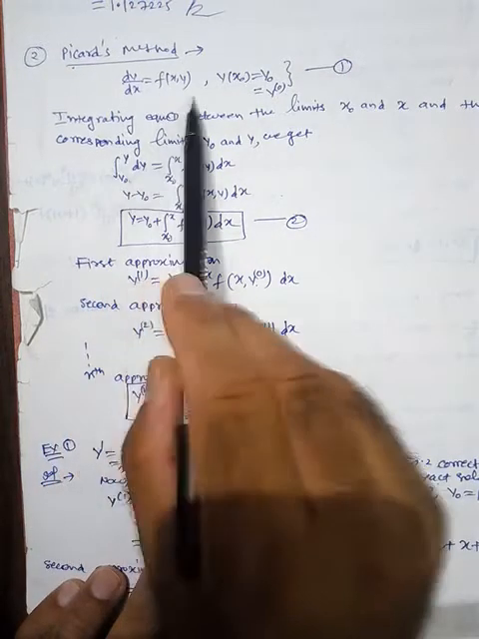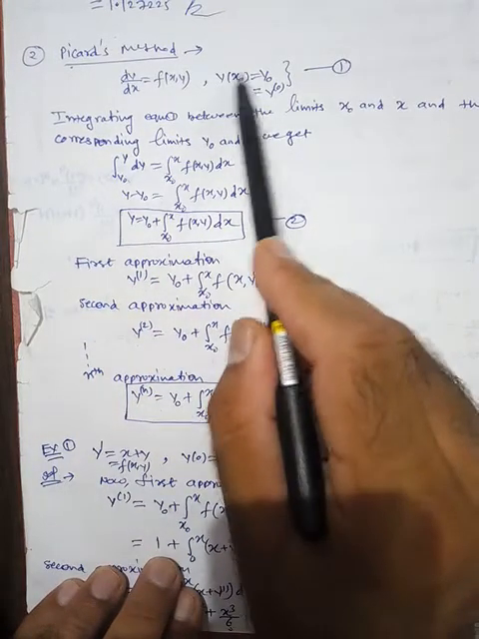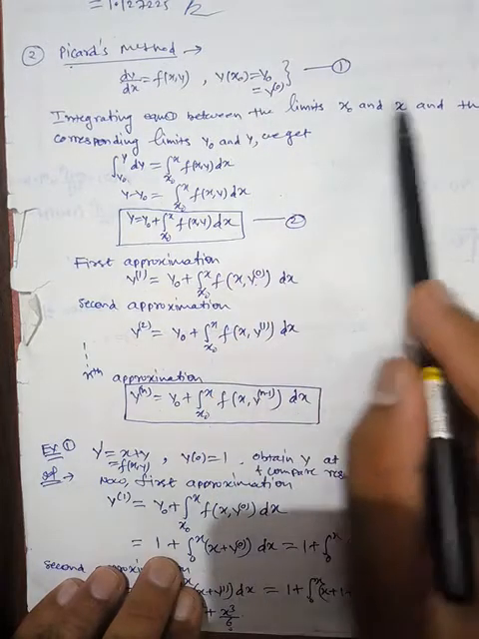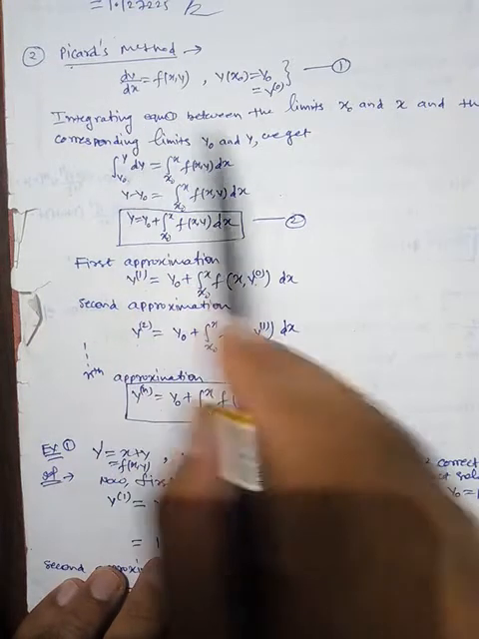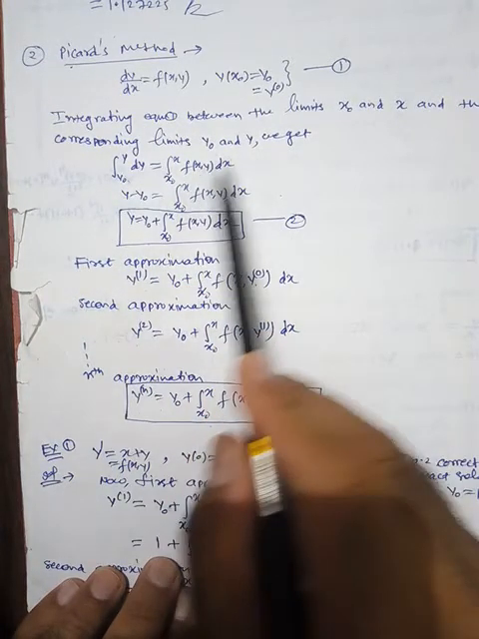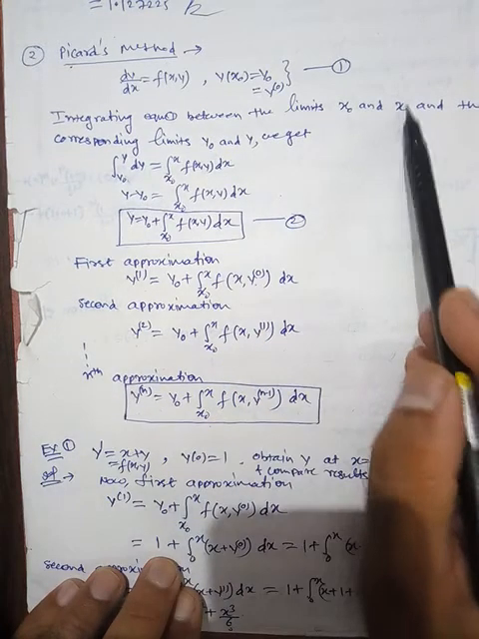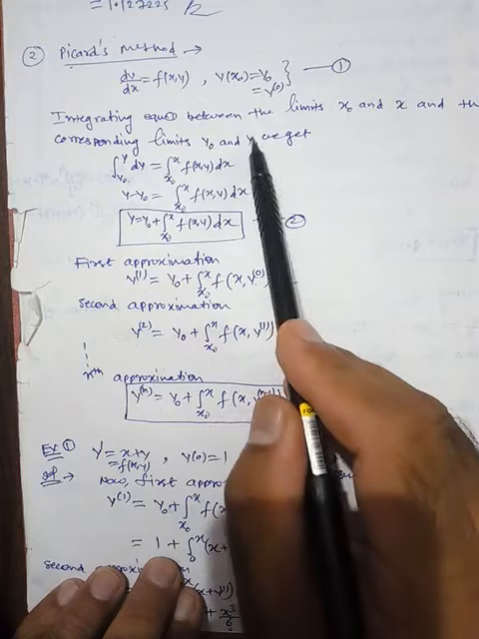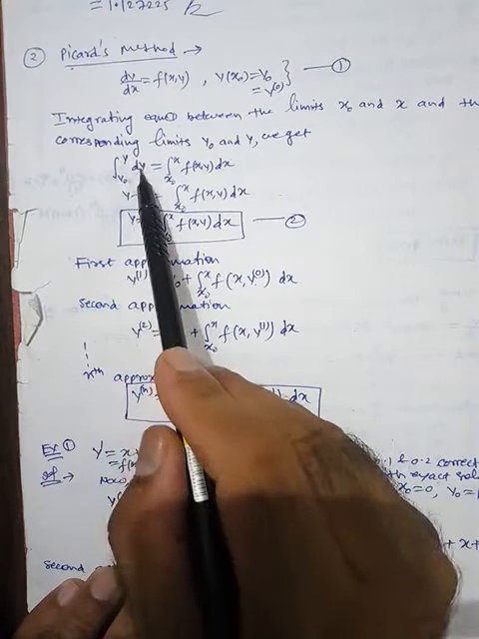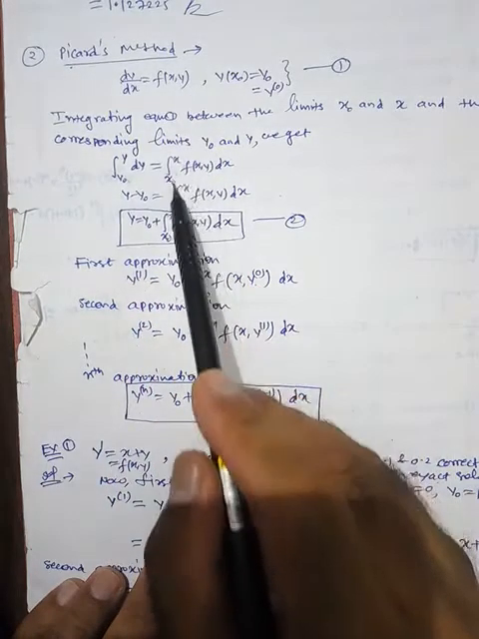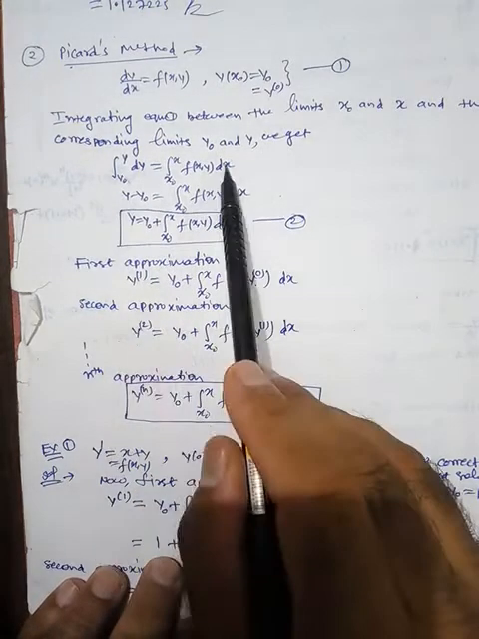Now integrating this equation with respect to x over the limit x naught, this initial point, to some variable point x, and then the corresponding limit will be y naught to y. So when x is x naught, y is y naught. When x is x, then the value of the solution will be y. So on the left hand side we have the integral from y naught to y of dy, and on the right side the integral from x naught to x of f of x, y dx. This is the equation after integrating.